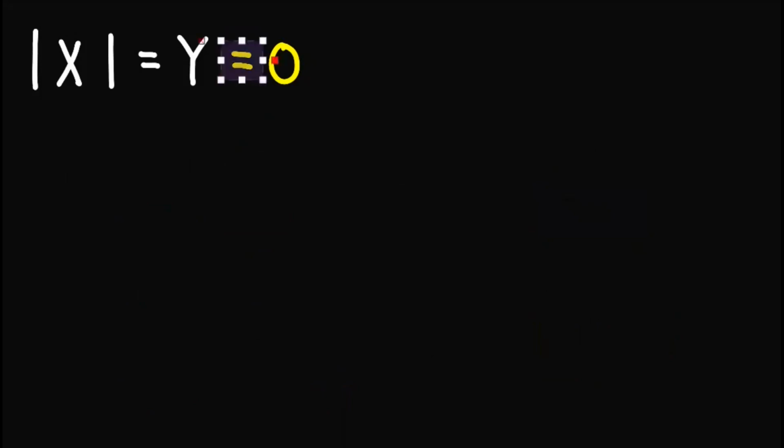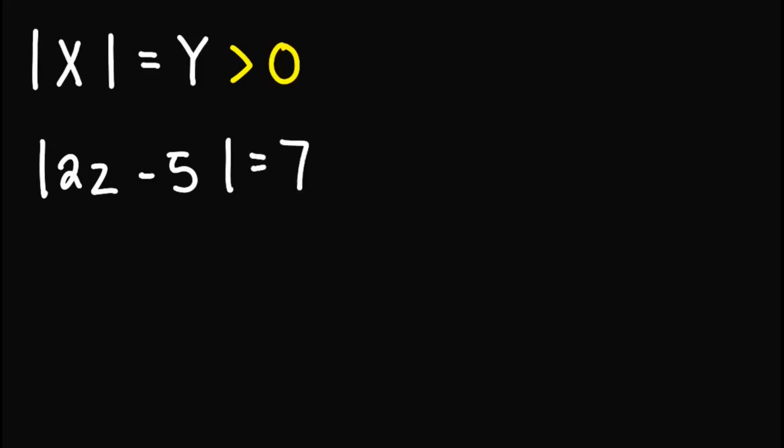Let's have our last case. So far we had a negative value of y and a value of y which is 0. What's left is a positive value for y. So we'll have y is greater than 0. Or simply, what if y is positive? Let's go on to our example. Let's have |2z minus 5| equals 7. Now this one is not straightforward.